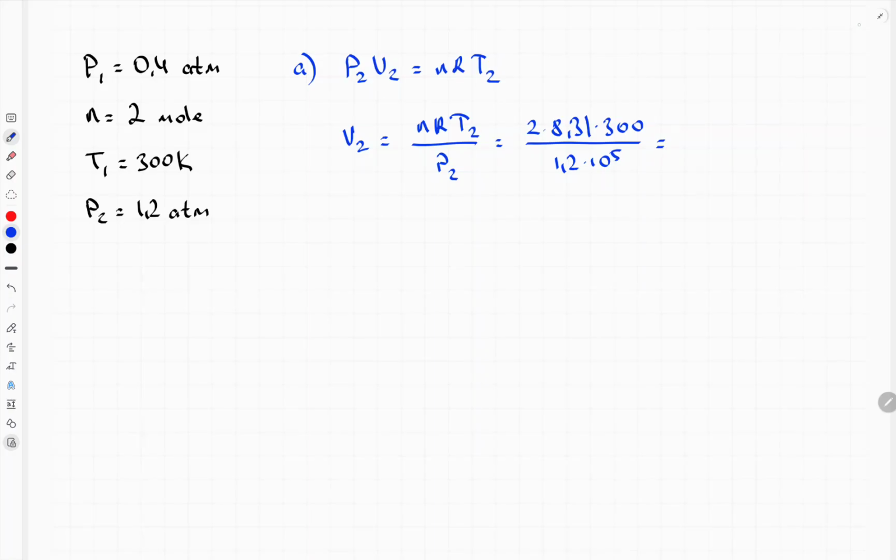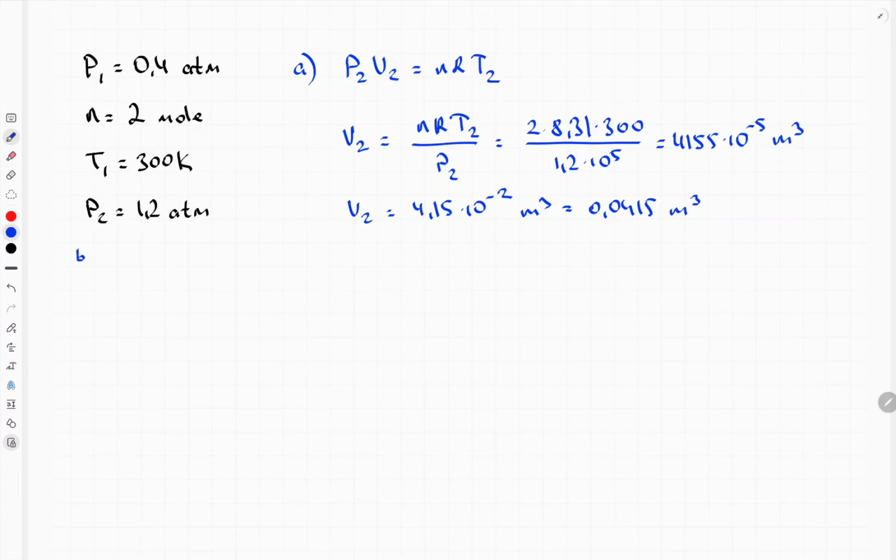So the final answer is 4155 × 10^-5 meter cube, or we can write it this way, approximately 4.15 × 10^-2 meter cube, or 0.0415 meter cube. This is the final volume.